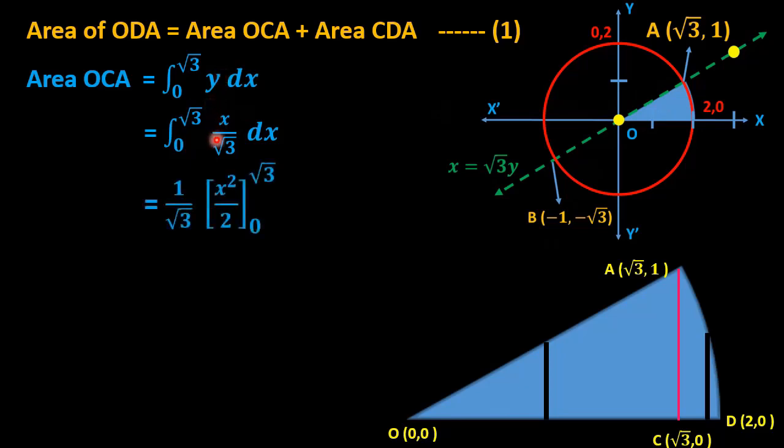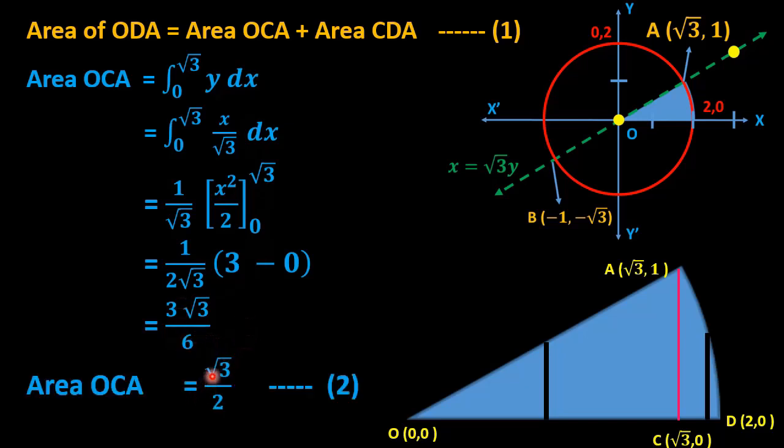Now integrating this, 1 by root 3 is constant, then integration of x dx is x square by 2, and after putting the upper limit and lower limit, we get 3 root 3 by 6, and here we cancel, and it will be root 3 by 2. So this is the area of OCA. Let this be equation number 2.